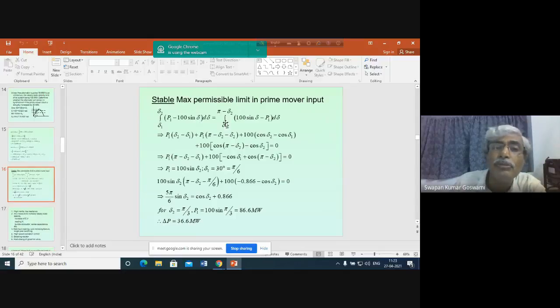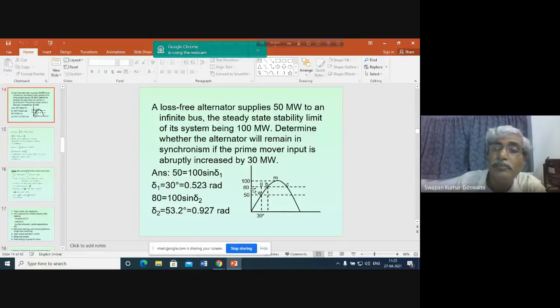Now from delta 2 to pi minus delta 2. Why pi minus delta 2, we are questioning? Because again, coming to this point, you forget about the new operating condition. That means for this particular condition, I have explained that the generator rotor must regain synchronous speed at this point.